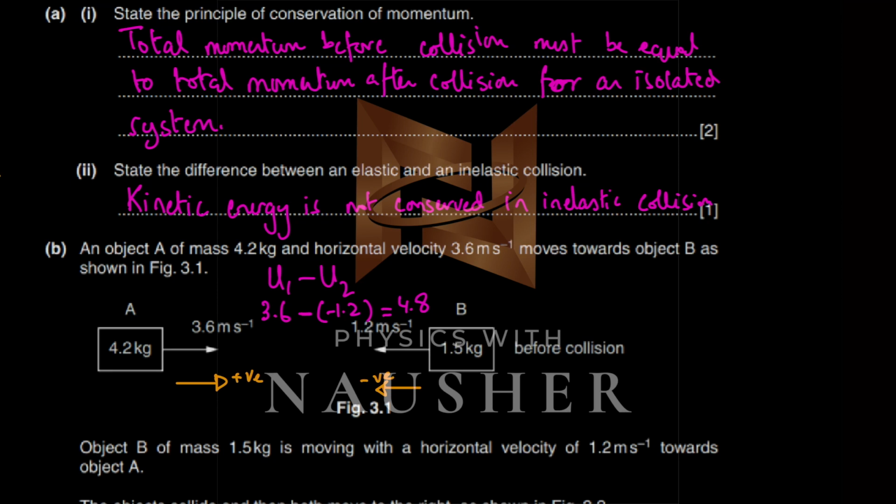Alright, so the principle of conservation of momentum: the total momentum before collision must be equal to the total momentum after the collision for an isolated system. What do we mean by an isolated system? That there should be no external force besides the forces between the two objects when they collide. When two objects collide, they're always obeying Newton's third law, and that means there's a force on object A and a force on object B, but there should be no third force. That is what we mean by an isolated system.